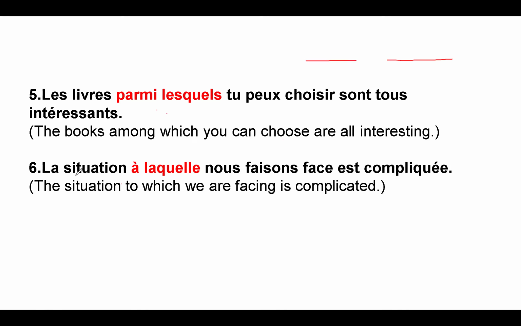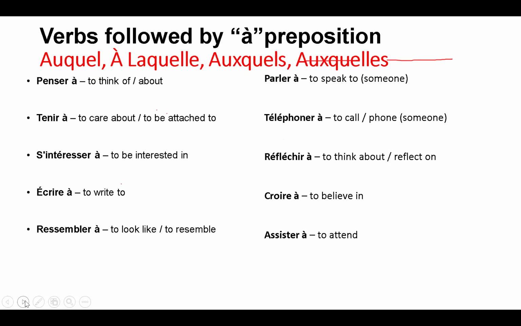But when we talk about this one, la situation is feminine, so you need to put laquelle. La situation à laquelle nous faisons face est compliquée. So the situation we are facing is complicated. Now you can see here, lequel, laquelle, you need to use according to the gender, it should agree with the gender and the number of the noun that we are replacing.